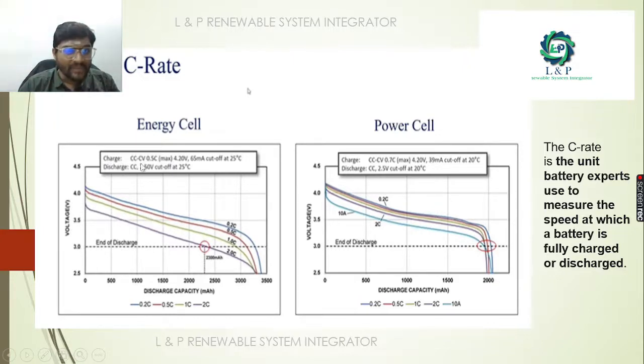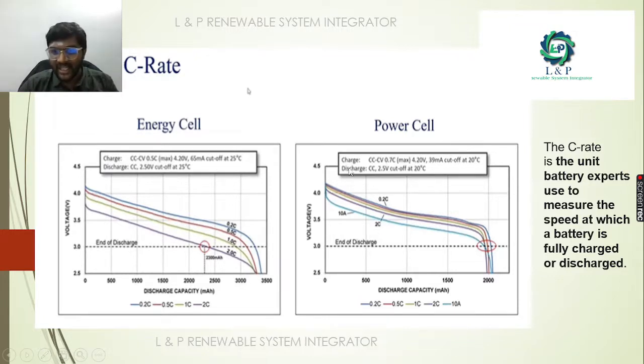It is charging at 0.5 C maximum, that is 4.20 volt, and 65 mA cutoff at 25 degrees Celsius. Whereas in case of discharge, it is happening at 2.5 volt cutoff at 25 degrees Celsius. Means it is charging at a very fast rate and it is discharging gradually. Okay, this is the meaning of it.